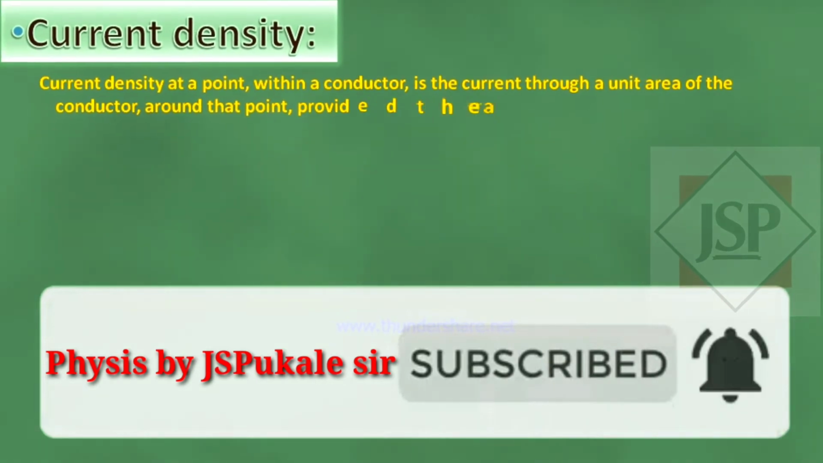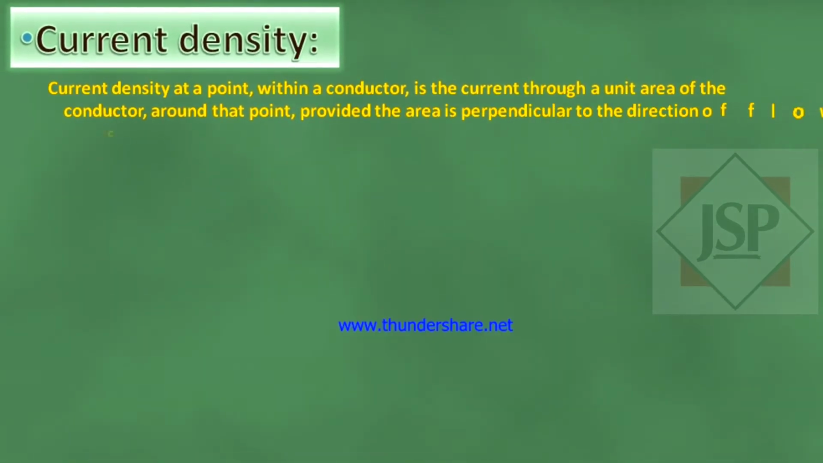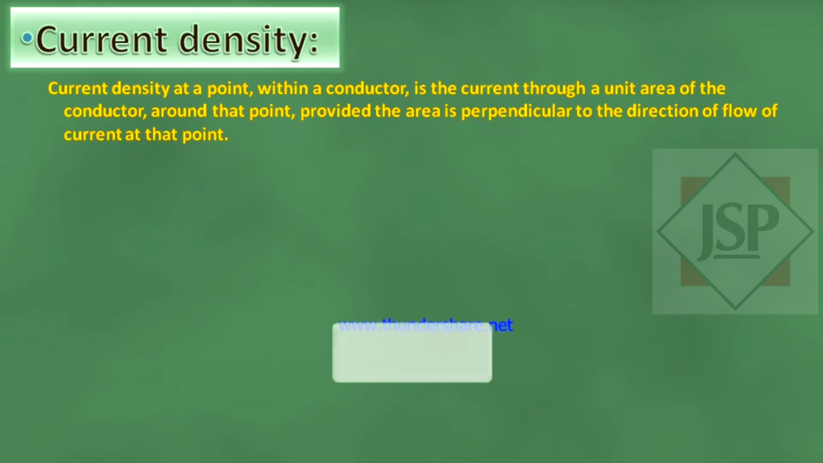Today we can understand current density. Current density at a point within a conductor is the current through a unit area of the conductor around that point, provided the area is perpendicular to the direction of the flow of current at that point. Current density J equal to I by A.